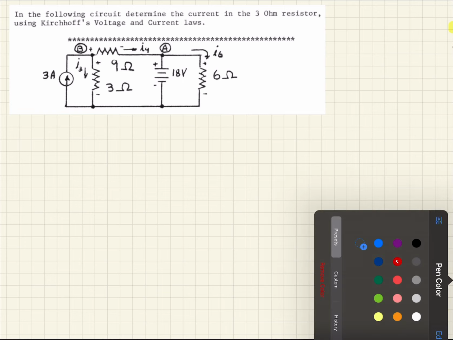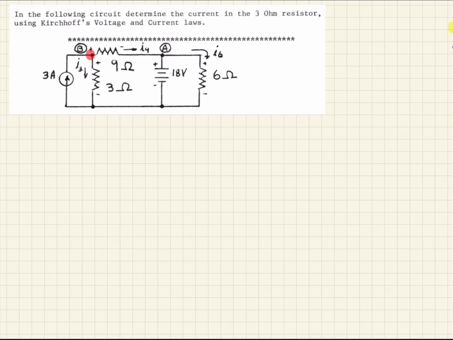And we're going to start by looking at this node here. And we want to sum all of the currents going in and out. So again, starting there, we want to sum the currents at node B. And so to do that, we need to come up with a convention. So we're going to say leaving the node is positive, entering the node is negative. So we see that there are 3 paths here from this node, 1, 2, 3.